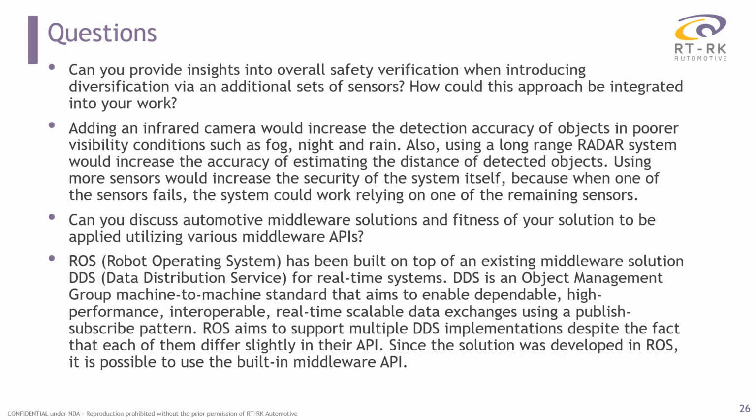Can you discuss automotive middleware solutions and the fitness of your solution to be applied utilizing various middleware APIs? ROS, Robot Operating System, has been built on top of an existing middleware solution, DDS, Data Distribution Service for Real-Time Systems. DDS is an Object Management Group machine-to-machine standard that aims to enable dependable, high-performance, interoperable, real-time, scalable data exchange using a publish-subscribe pattern. ROS aims to support multiple DDS implementations despite the fact that each of them differs slightly in their API. Since the solution was developed in ROS, it is possible to use the built-in middleware API.